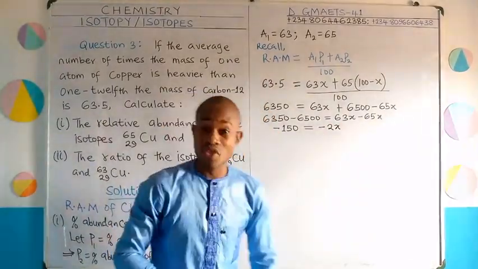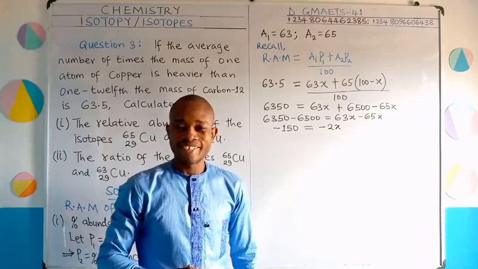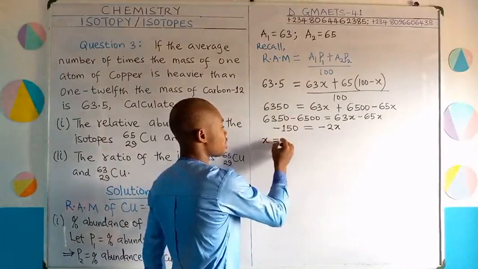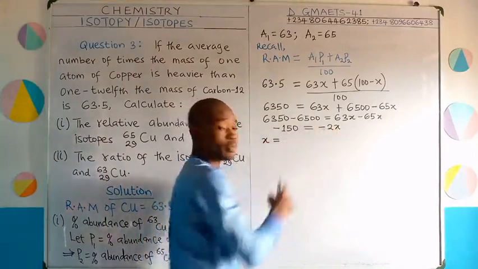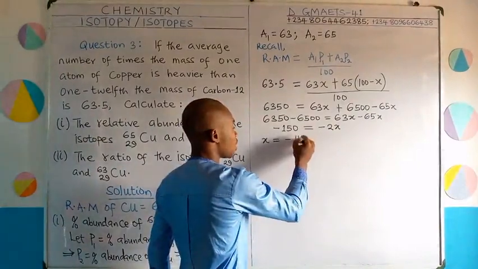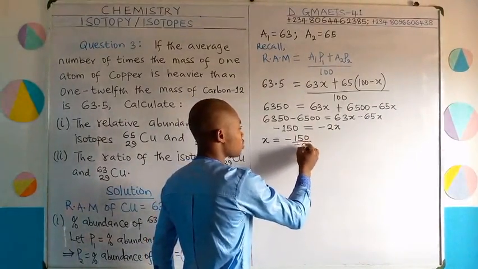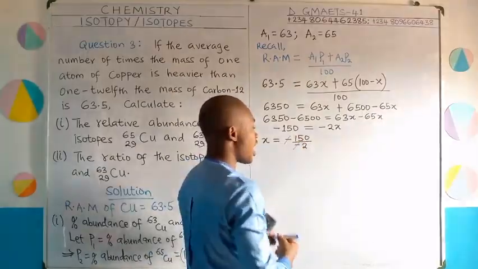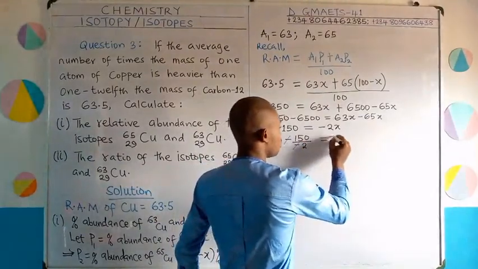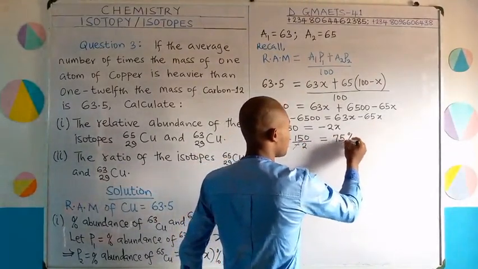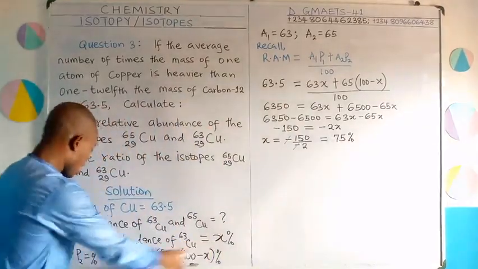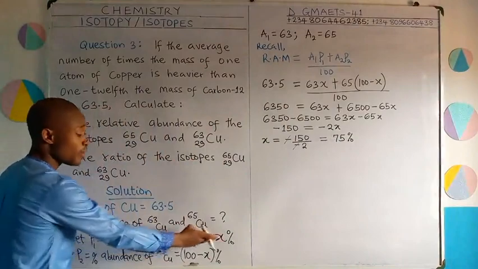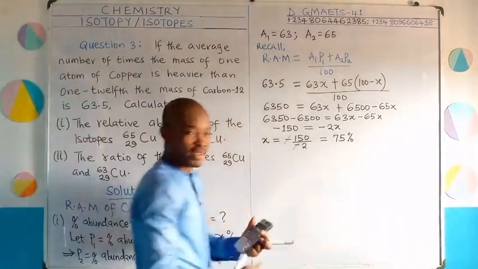From here, we're going to divide both sides by the coefficient of the unknown, that is by what is multiplying what we are looking for. We are looking for X, so we shall divide both sides by minus 2, because minus 2 is multiplying X. That gives us minus 150 divided by minus 2. The negative signs we cancel out, okay? Then we now have 150 divided by 2, which will give us 75%. So you see, we've gotten the value of X. X, which represents the percentage abundance or relative abundance of copper 63, is equal to 75%.